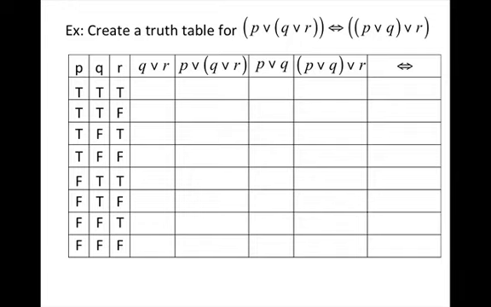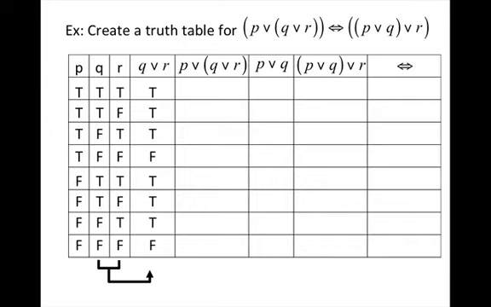Now I want to find Q or R. So I compare the columns for Q and R. The OR is true when either Q or R is true, and it's false when they're both false. This time, just to make it a little easier, let's look at when they're both false. They're both false in rows 4 and 8. That's when the Q and the R are both false at the same time. So that means my OR is going to be true everywhere else.